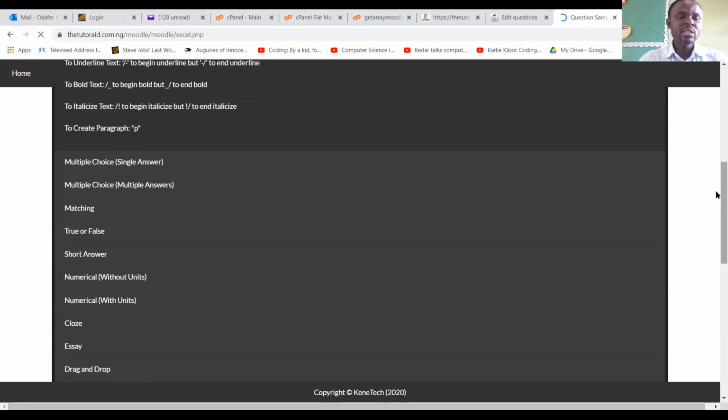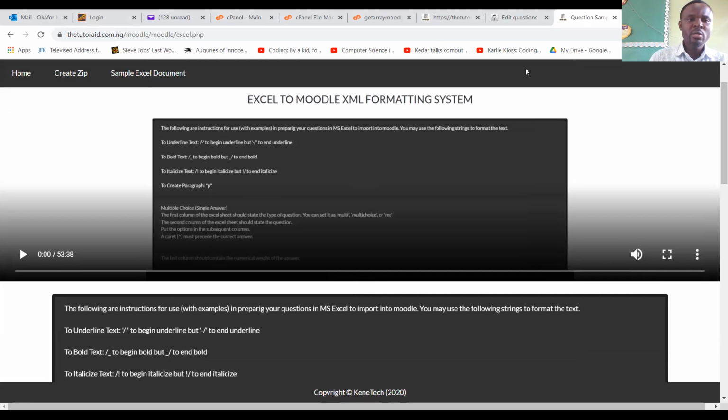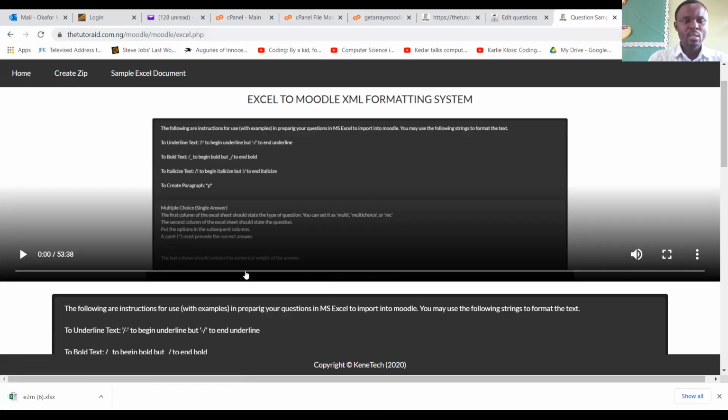Recall that there are different types of questions that can be used in Moodle. Could be multiple choice kind of question, matching, true or false, short answer, numerical, close, essay, drag and drop, calculated simple, you name it. So we begin by downloading a sample document. So I'll click here, sample Excel document. So that's done.